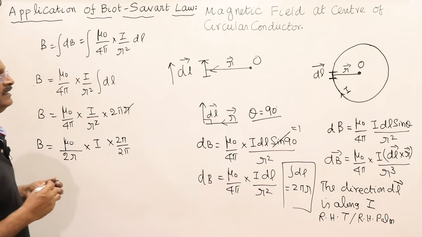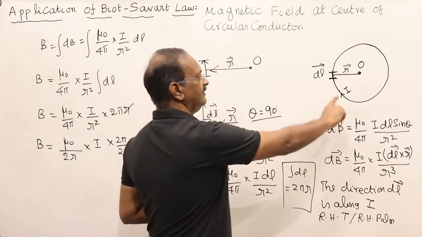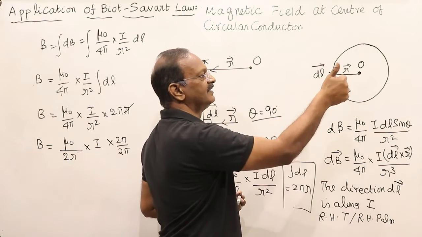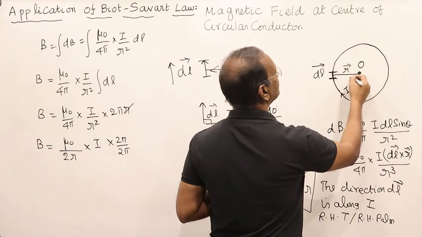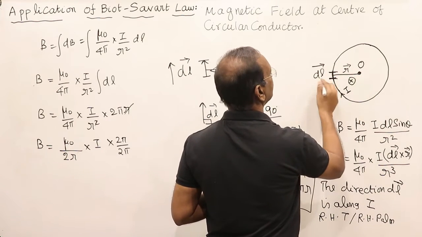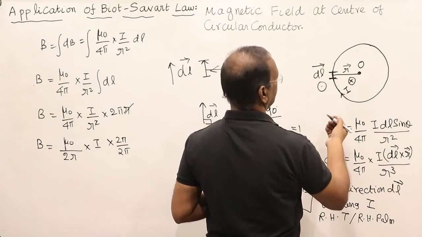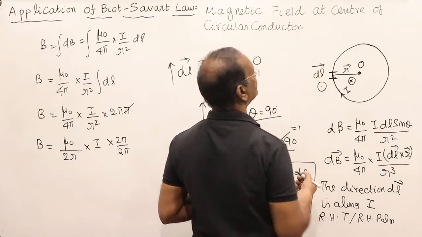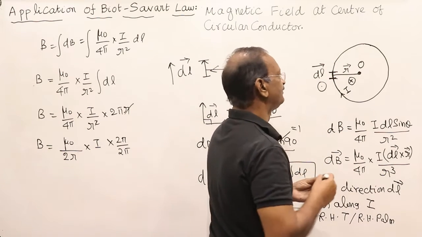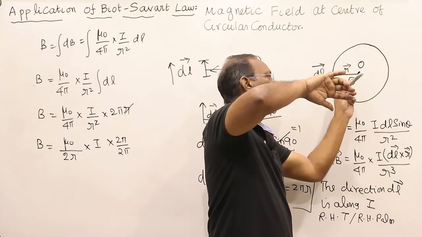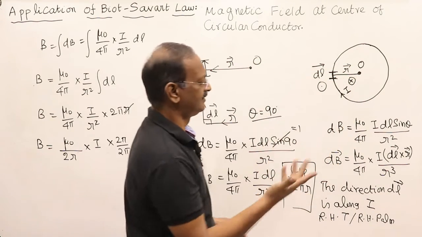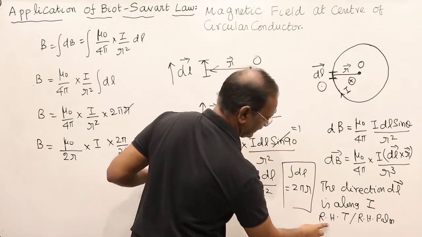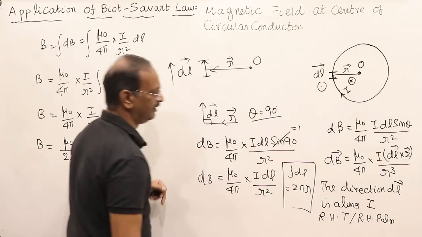What is the direction? If the current is flowing in the upward direction, we can find out that at O it is inward. On this side it will be outward. It depends, suppose the current is flowing in the downward direction, then this side will be outward and this side will be inward, reverse. So it can be found out using the right hand thumb rule or right hand palm rule.